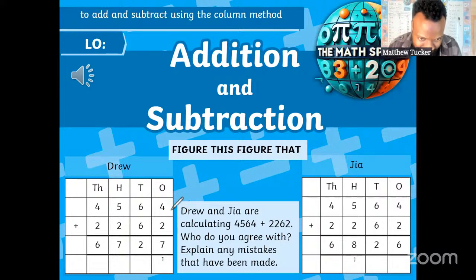Well, firstly, we've got the 4 here in the units. We always start with the units and we work our way up to the tens, then the hundreds, then the thousands. Okay, so we're going to do that. And 4 and 2, that does not make 7. It makes 6. So that's the first mistake. This is an error here.